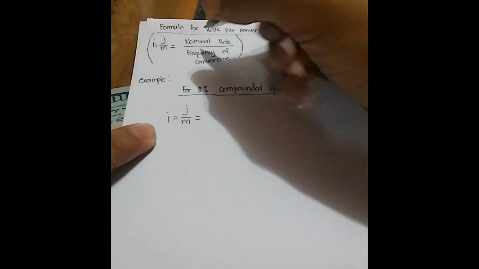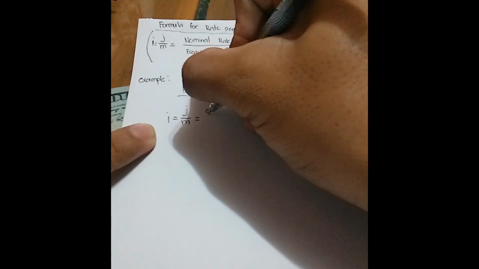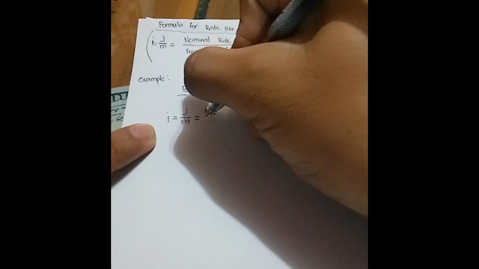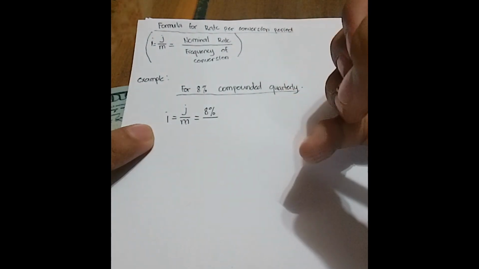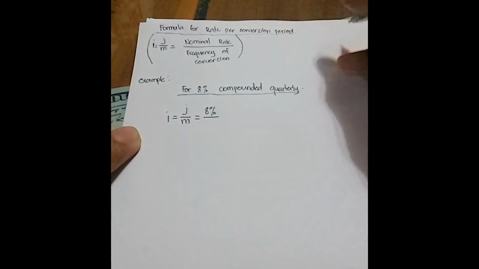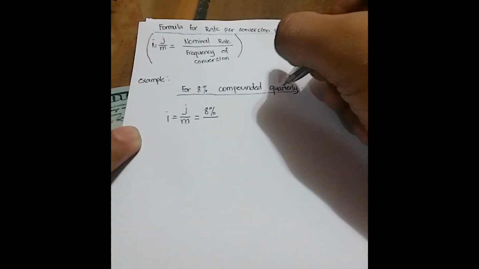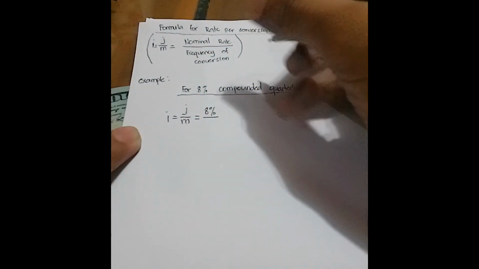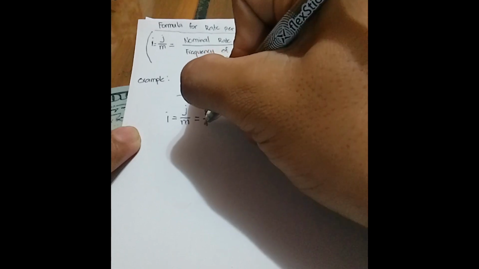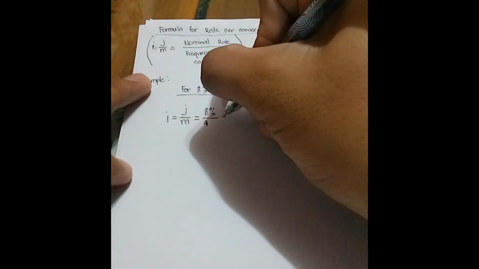J, or the nominal rate, is 8%. M, since it is compounded quarterly, should be 4. To find I, we divide our nominal rate, which is J, by the number of periods in a year, the M. Ito yung interest rate para sa each individual conversion period. Tinutukoy ito ng I. Para makuha ang I, hinahati natin ang nominal rate, J, sa frequency of conversion, M. Again, quarterly.